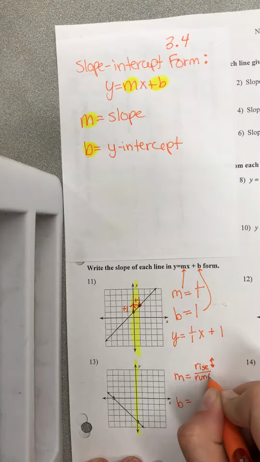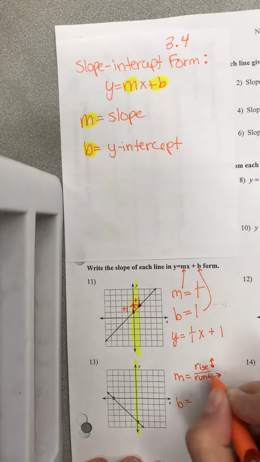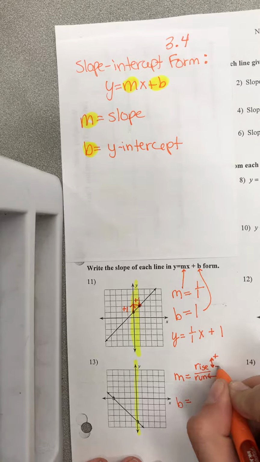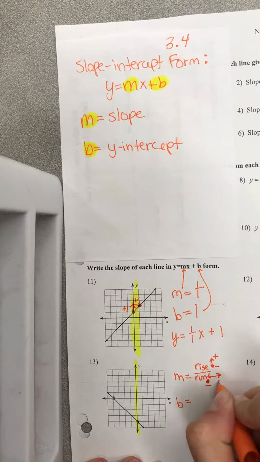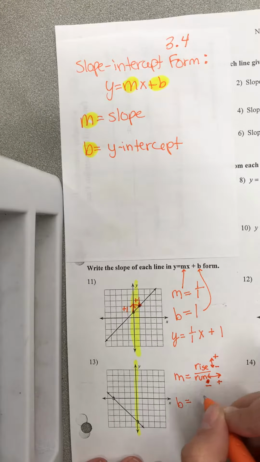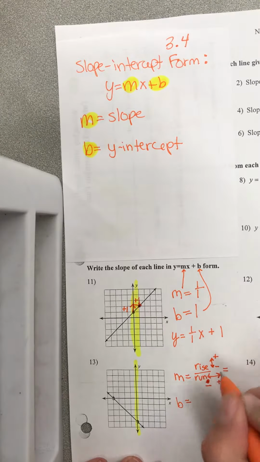Rise takes you up and down. Run takes you left to right. Up is positive, down is negative. Left is negative, right is positive. So the first thing I need to do is calculate my slope.